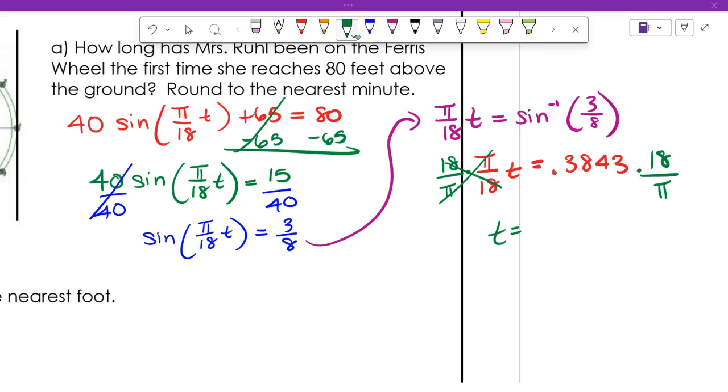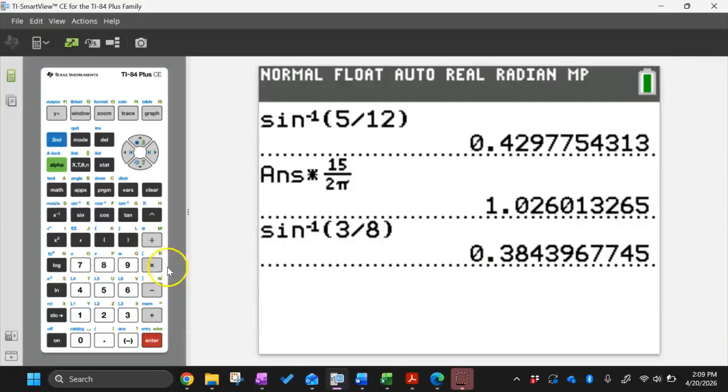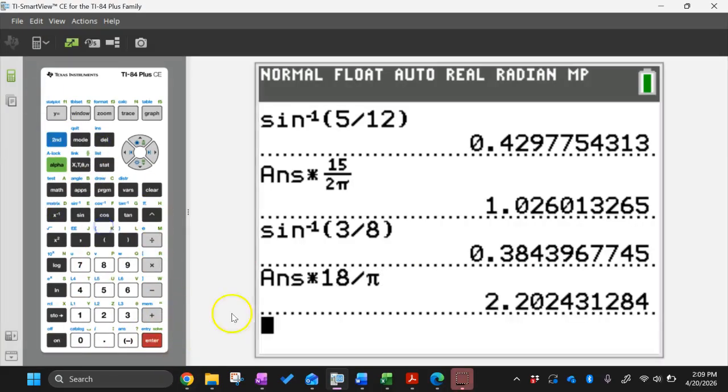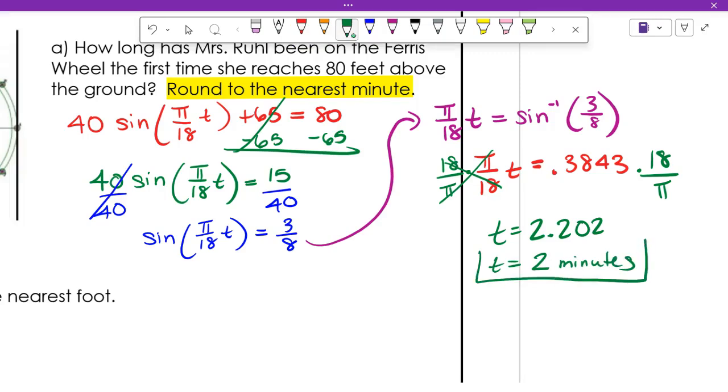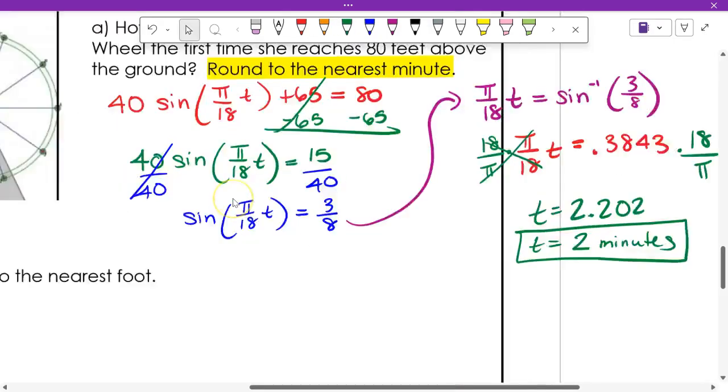And again, I'm going to keep my answer exact. So at this point in time, I would just multiply this one by 18 over pi. And once I do that, that keeps my decimal exact, 2.0202. Now, it did tell me in the problem, round to the nearest minute. So my answer should be t equals 2 minutes. Okay. All right, next part.